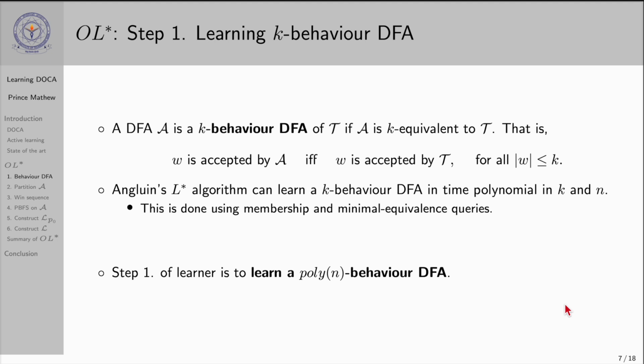The first step is learning a K behavior DFA. Now, what is a K behavior DFA? A DFA A is a K behavior DFA of DOCA T if A is K equivalent to T. That is, a word W is accepted by A if and only if W is accepted by T for all words of length less than or equal to K. One can use the L star algorithm for learning a K behavior DFA in time polynomial in K and n. This is done using membership and minimal equivalence queries. So the learner's first step is to learn a poly n behavior DFA. We will fix what this poly n is towards the end of the talk. So this is a polynomial in n.